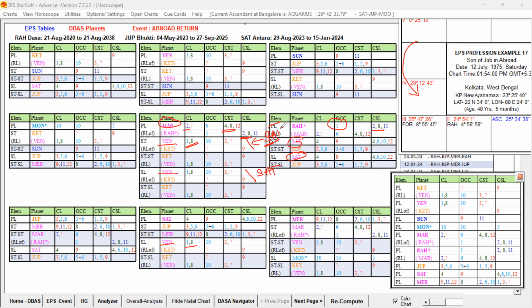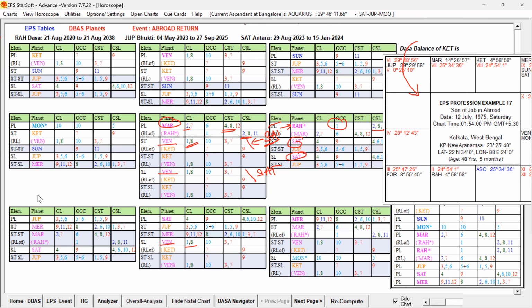But look, Rahu is the Lagna occupant, and Rahu is aspected by Jupiter. Remember, Rahu is aspected by Jupiter. Just a minute, let me erase this one.